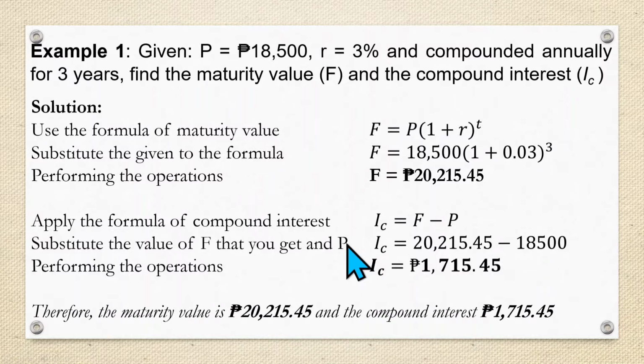So therefore, the maturity value is 20,215.45 and the compound interest is 1,715.45. Naintindihan po? So this is the formula in finding the future value, and this is the formula for finding the compound interest.